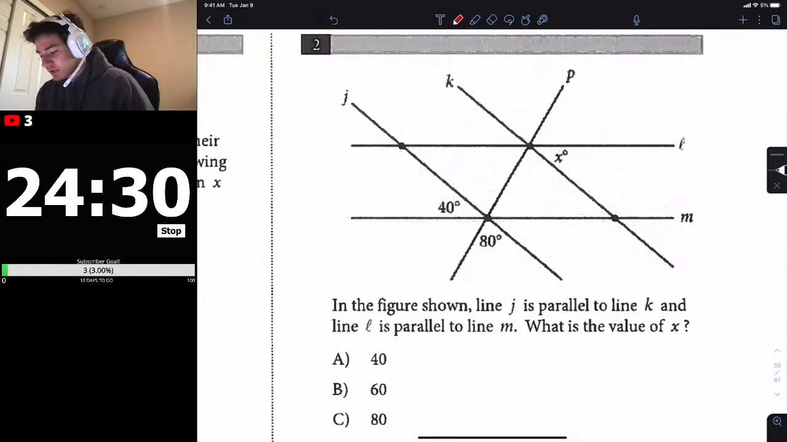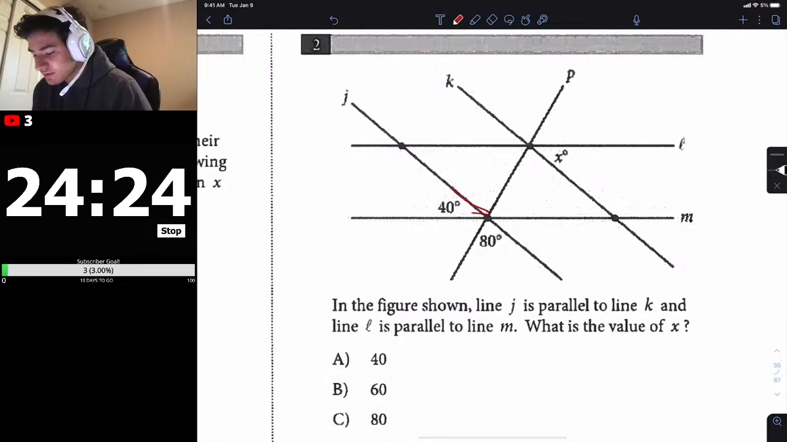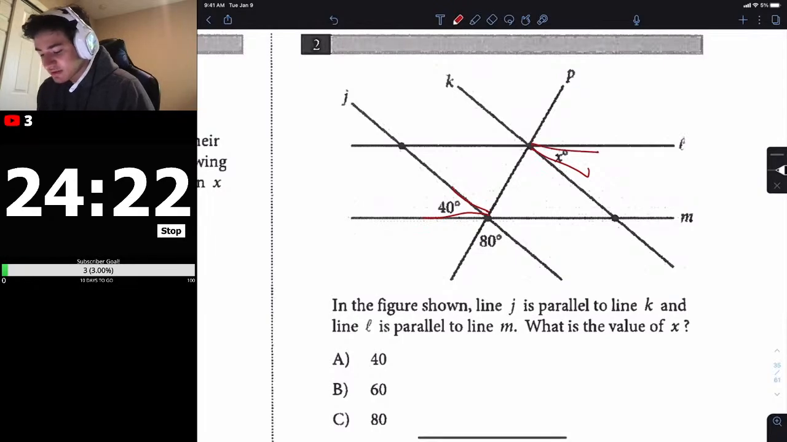Alright, number 2. In the figure above, line J is parallel to line K and line L is parallel to line M. What is the value of x? So these angles are going to be the same, which means x is going to be 40.